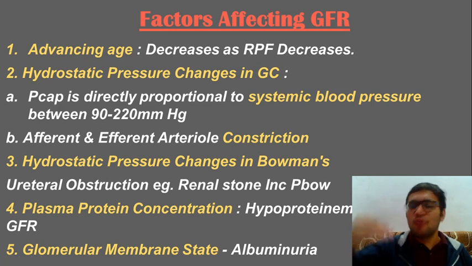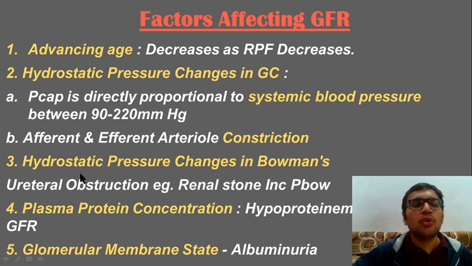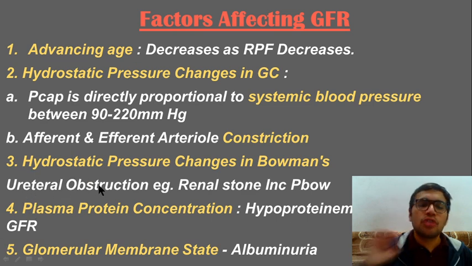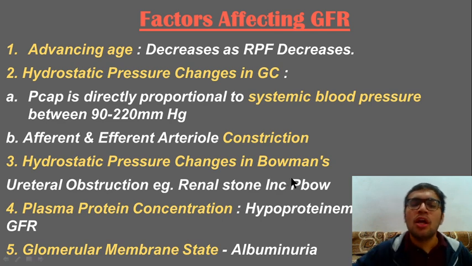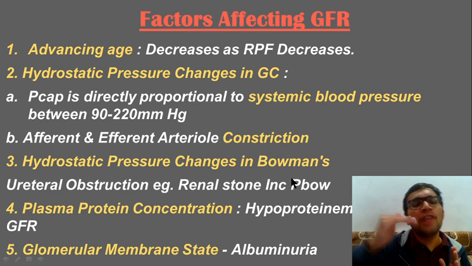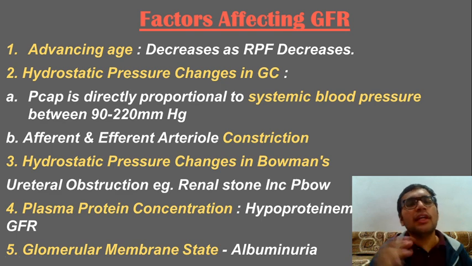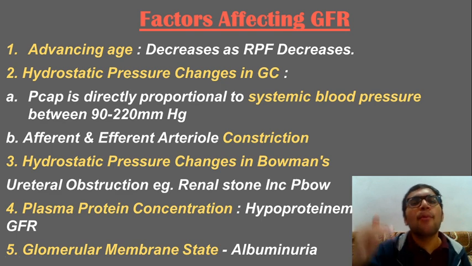So Bowman's capsule pressure is downward, which was opposing. Now, in case of ureteral obstruction, suppose you have a renal stone, what will happen? Basically, this Bowman's capsule hydrostatic pressure will increase, right? So this will increase, so the GFR will fall because it was opposing GFR.